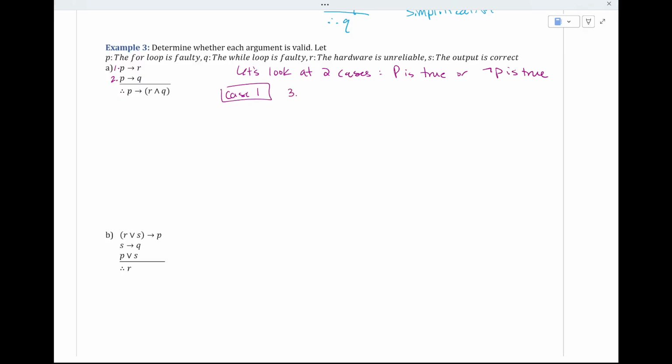And for point number 3, I'm going to say that this is P, and I guess this is from case 1. So argument 4 is going to be, okay, well now if we're assuming that P is true, then we know that R is true. And that's from 1 and 3. And that's due to modus ponens.